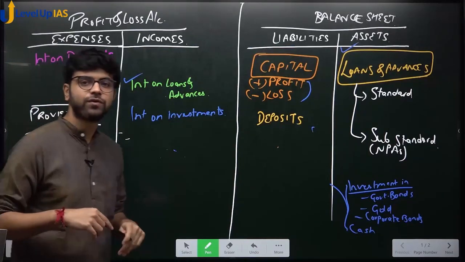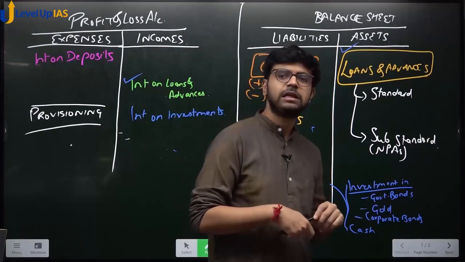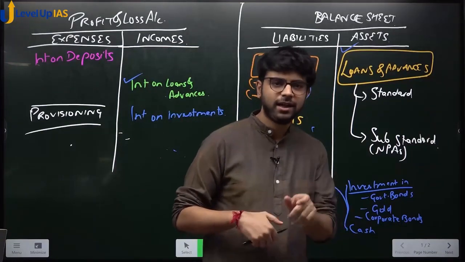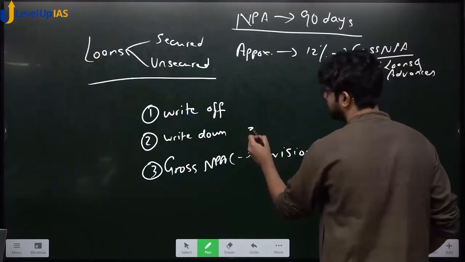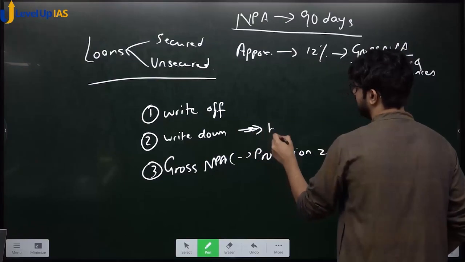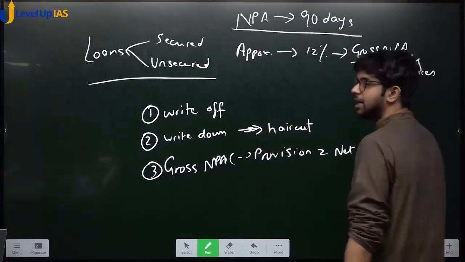Right. What is write-off? Writing it off completely. What is write-down? You take some cut. Cut lete ho na? Now, what is that cut known as? That cut is known as haircut.